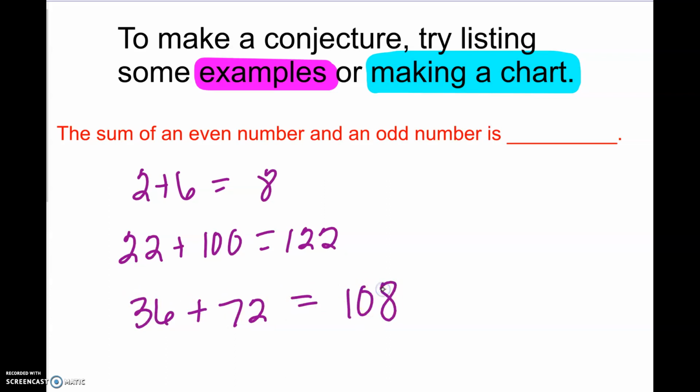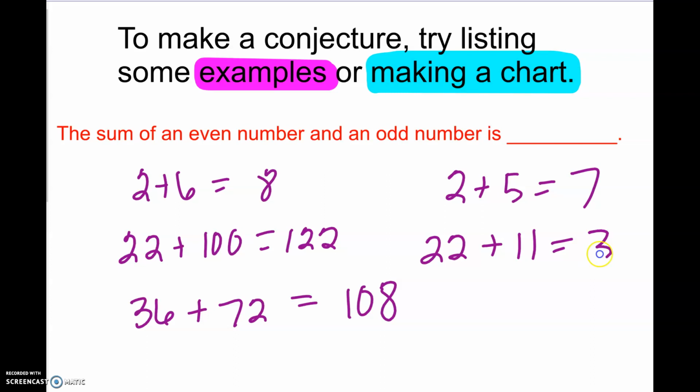108. So what can the sum of... I didn't even do what I was supposed to do. An even number and an odd number. I totally didn't do it correctly. I did two even numbers. So let's do the right directions. An even number and an odd number. What's this one? 181. Whoops, 181. So what can we conclude? That the sum is odd.